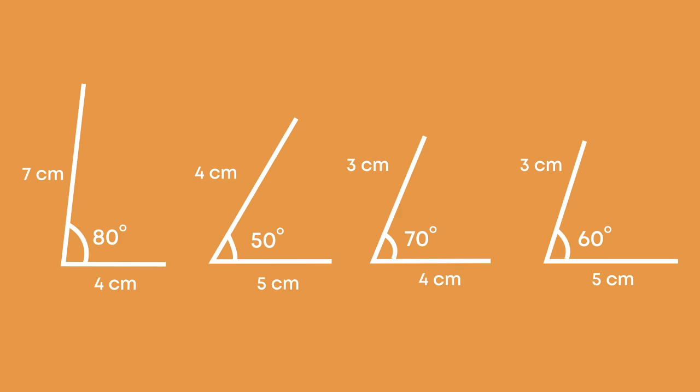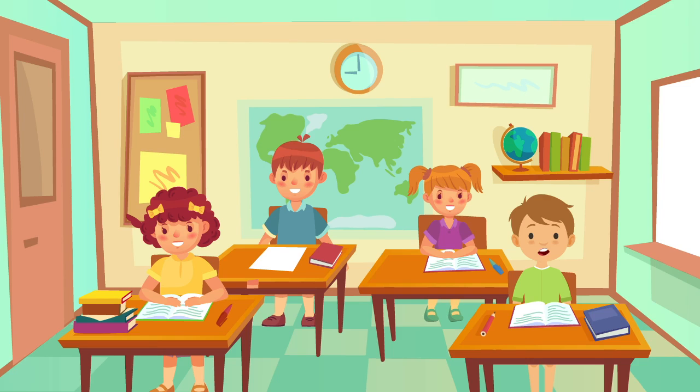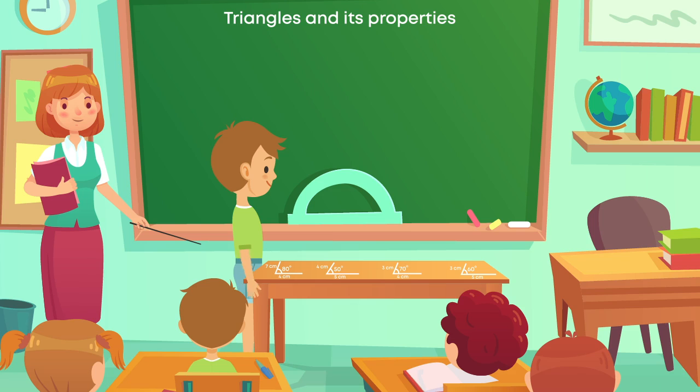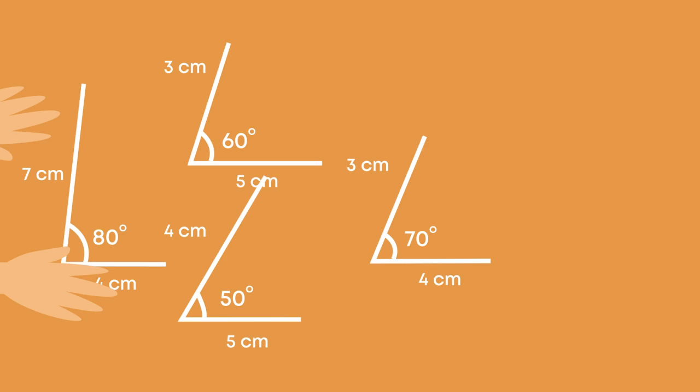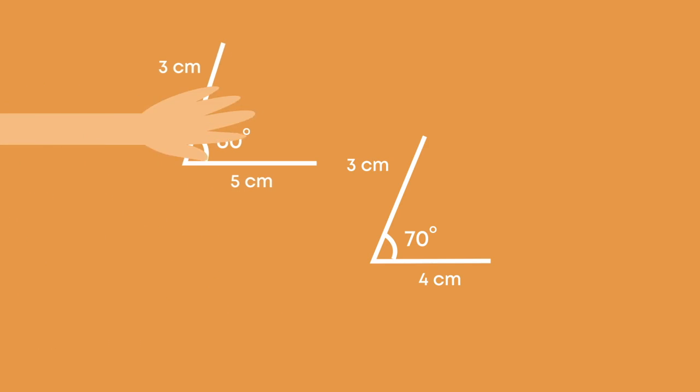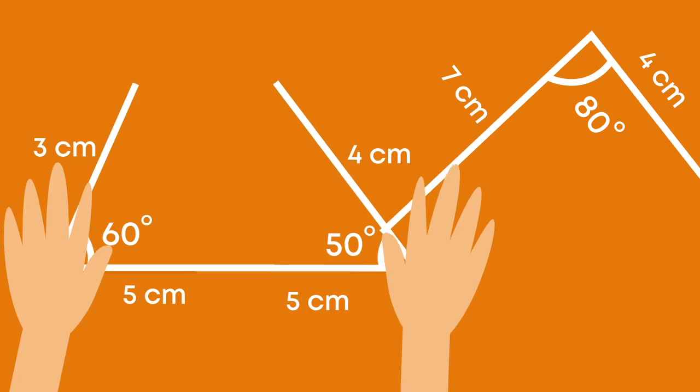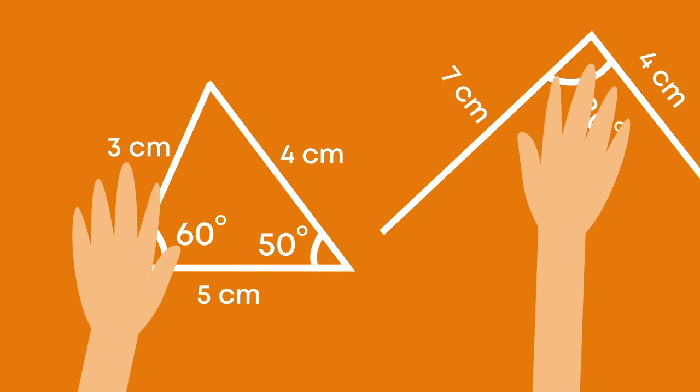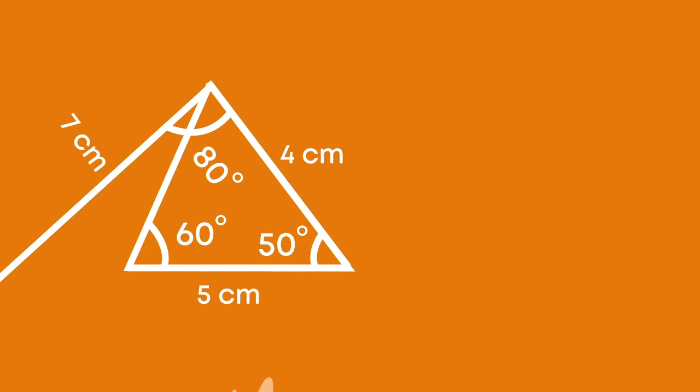I have some angle cutouts and their arms have fixed measure. I will give a set of angles to each of you. You need to form a triangle using 3 of them. Okay, ma'am. Now, Vinay took 3 angle cutouts which measure 80 degrees, 50 degrees and 60 degrees, and he tried to make a triangle from the 3 angle cutouts.